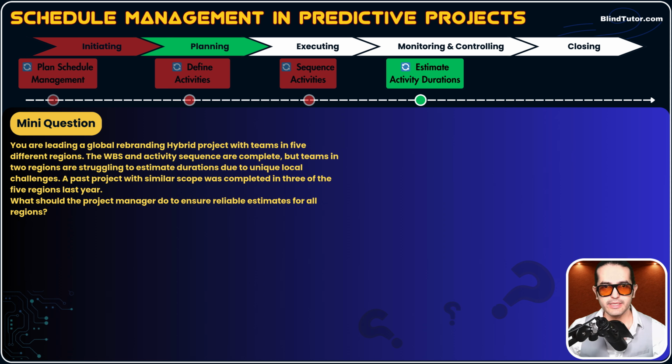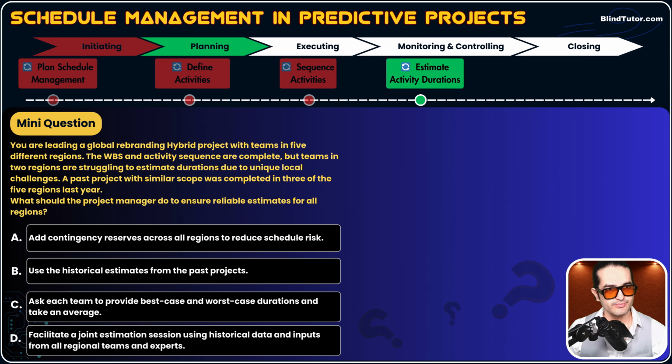What should the project manager do to ensure reliable estimates for all regions? A. Add contingency reserves across all regions to reduce schedule risk. B. Use the historical estimates from the past projects. C. Ask each team to provide best case and worst case durations and take an average. D. Facilitate a joint estimation session using historical data and inputs from all regional teams and experts.